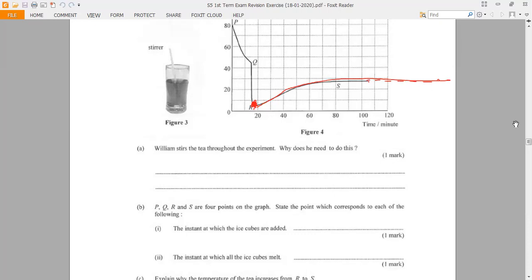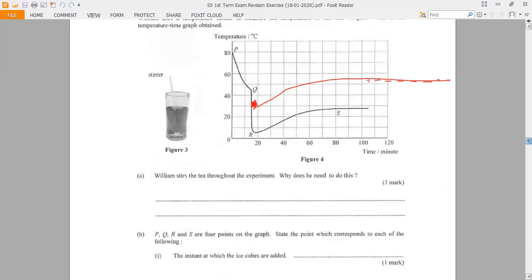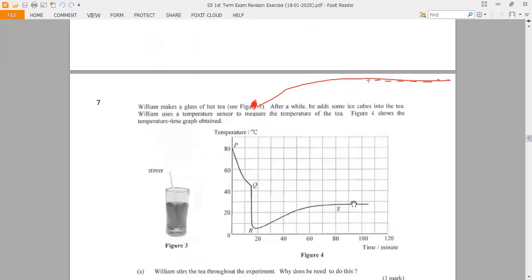Okay, and at the end, there's one question: what is room temperature? Temperature of surrounding, you may just estimate this. It's around 27 degrees, or 28. There will be a range accepted, because it's not very clear from the graph. You will just answer like 27, 28. Sure. Okay, yes. How about nearly 30 degrees?